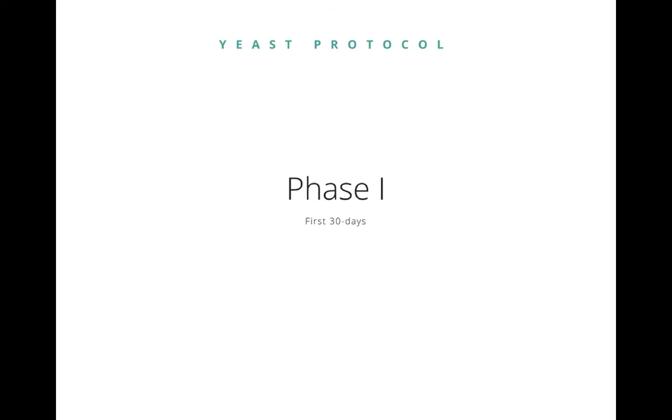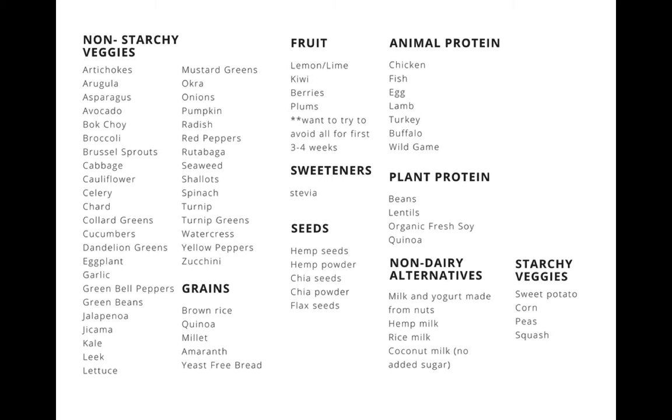Okay, so we're going to go over phase 1. So this is going to be the first 30 days. Here in this list, you have the foods that you can eat. So I compiled it in one list because I know it can become overwhelming. So you can go back and access this list. So this is what you can eat in this first phase.